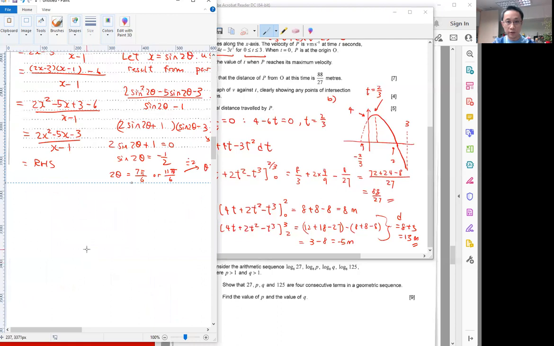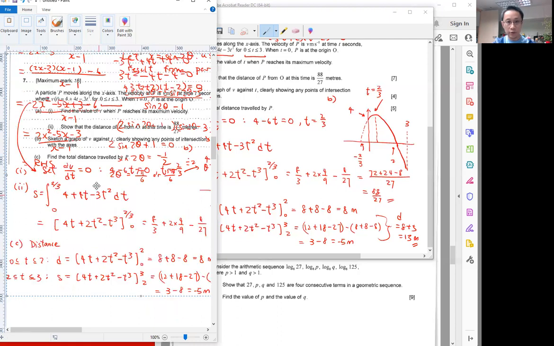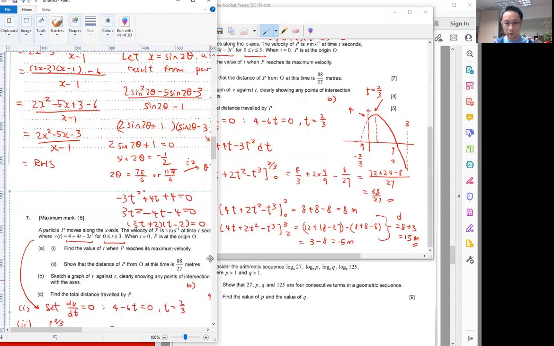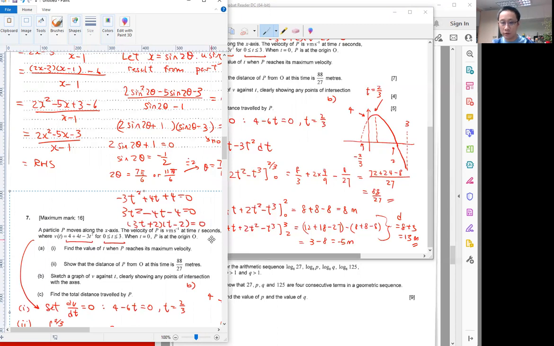I like this question. I think this is the interpretation required for getting full marks here. It's not trivial. It's not trivial.